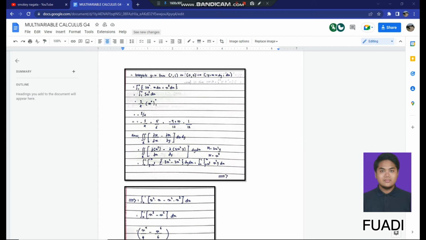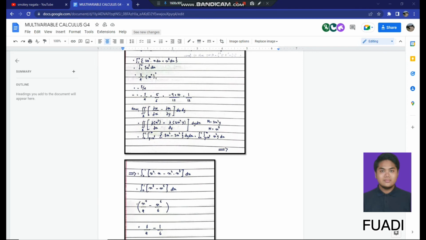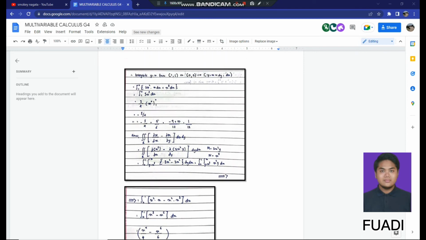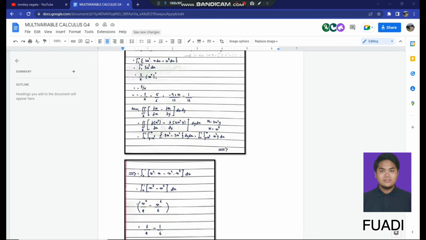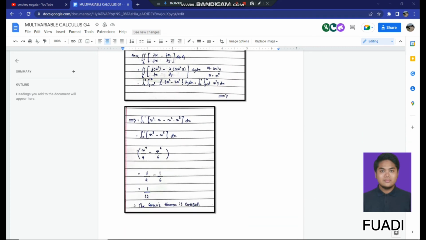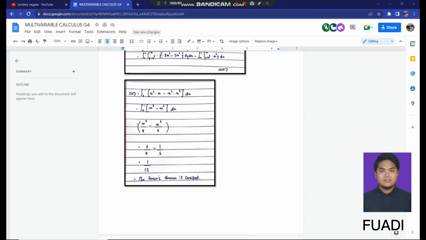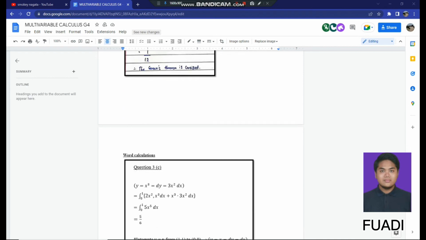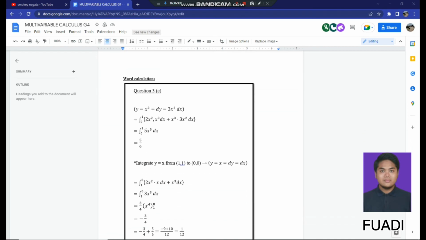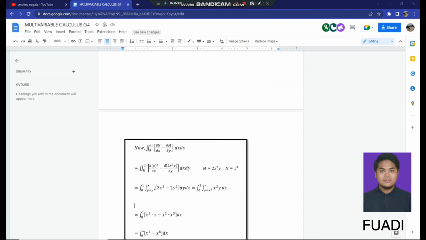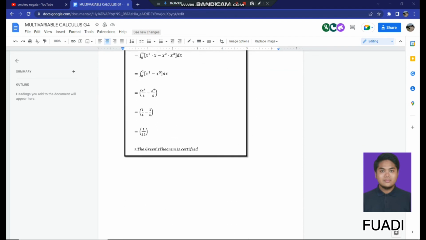Okay, this is the integration of y equals x from 1 to 0, and this is the next step to get the answer. I put the integrate into the formula inside this integration. The last answer I get is 1 over 12, so Green's theorem is verified. So this is the hand calculations, number 1, number 2, that's all.